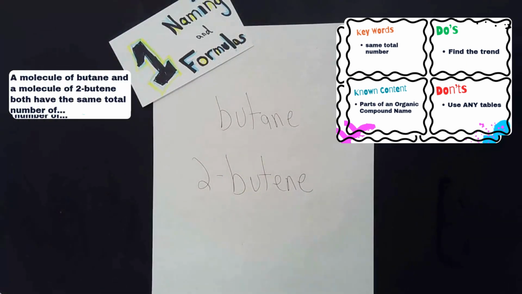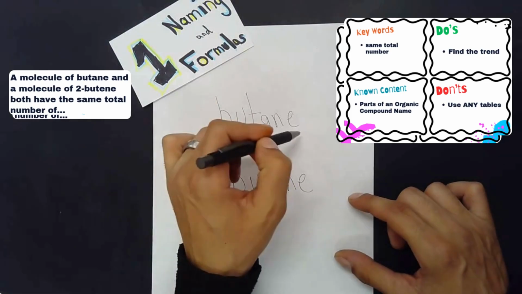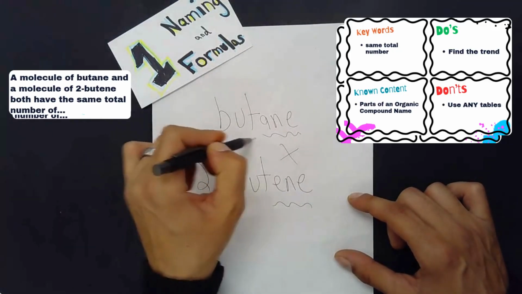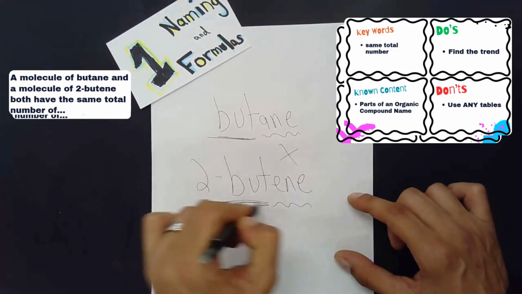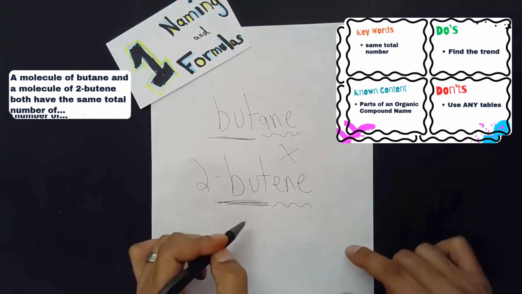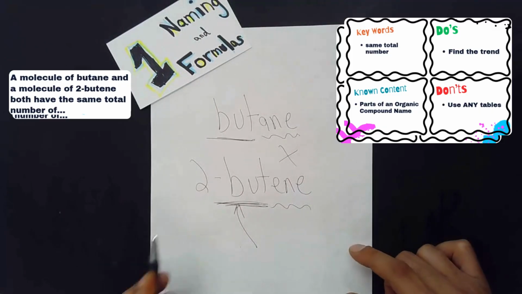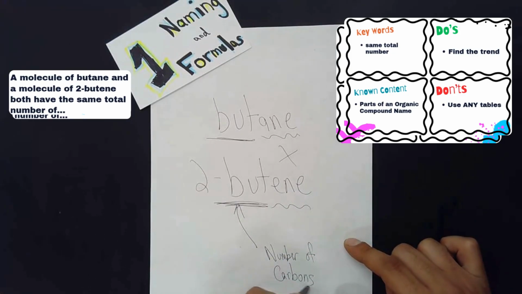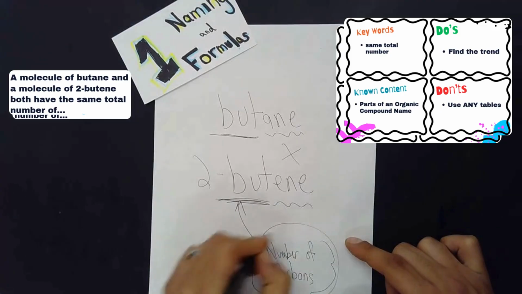So let's work. Butane and 2-butene, and they both have the same total number of what? We do not have the same ending, but we do have the same prefix. And we just confirmed from our previous question that prefixes are the number of carbons. So our answer is they will both have the same number of carbons.